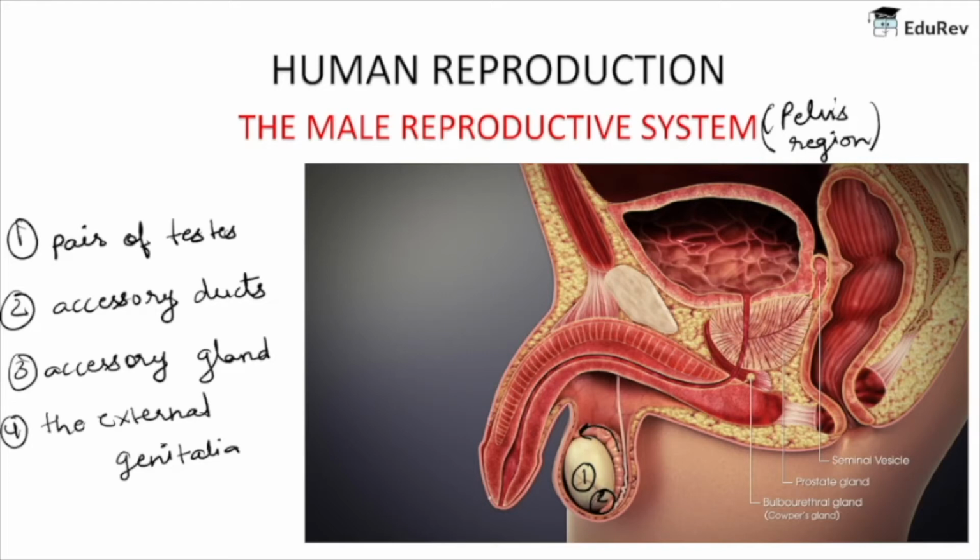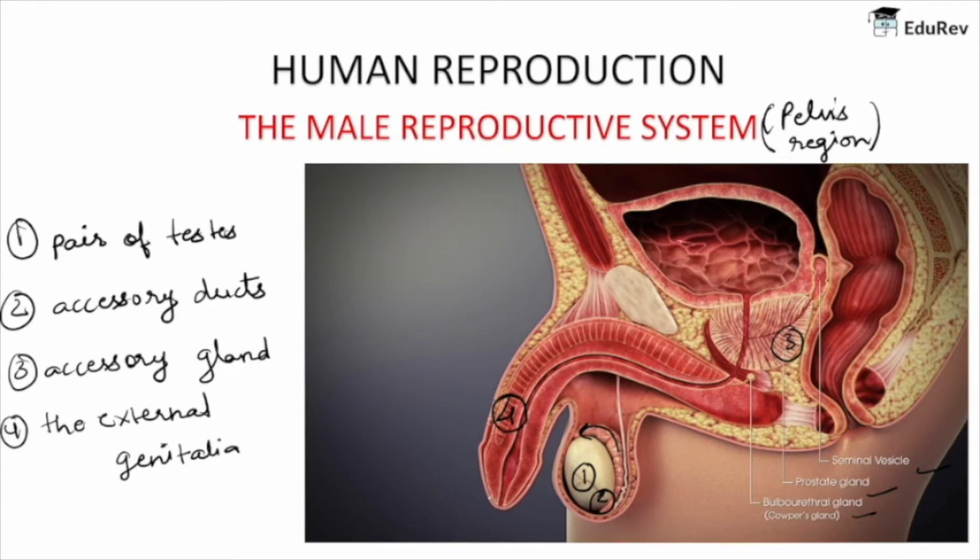Now coming to the accessory glands. The labelled structures in this image, the seminal vesicle, the prostate gland and bulbourethral gland, are the accessory glands about which we are going to study further in this topic. And the last one is the external genitalia, that is the penis, where I have marked number 4.